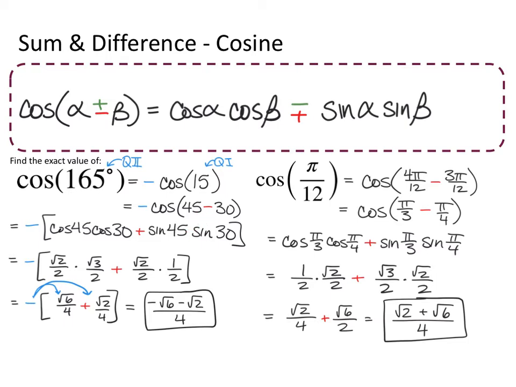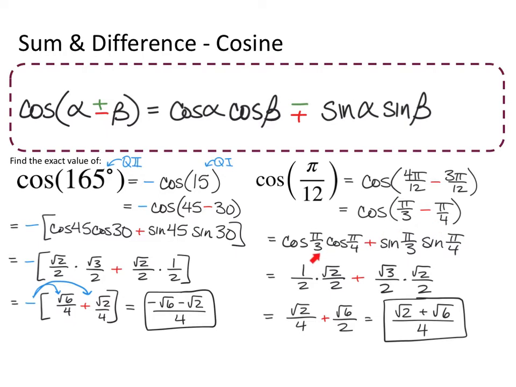If you do the cosine of 1 pi over 12, a way to make 1 pi over 12, which first of all is in the first quadrant, so we don't have to move it around, is 4 pi over 12 minus 3 pi over 12. There's multiple ways to do this, but this is the way I just decided to do here. So it's cosine of pi over 3 minus pi over 4.